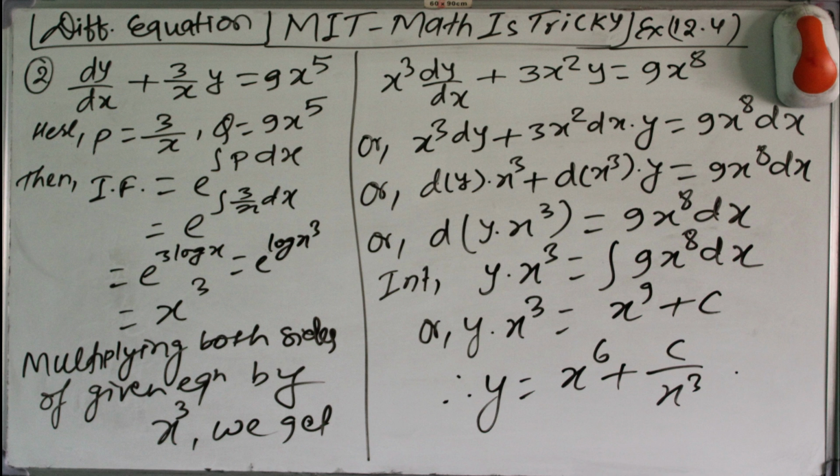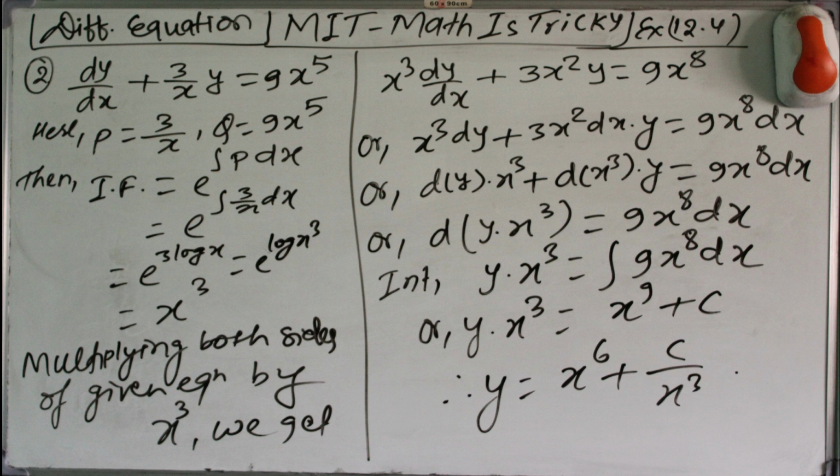x cube. Okay, so multiplying both sides by x cube, we will get here x cube dy by dx plus 3x square y equals 9 into x power 5 plus 3, that is x power 8. So now let's take LCM, so that we'll get here x cube dy plus 3x square dx into y equals 9x power 8 into dx.